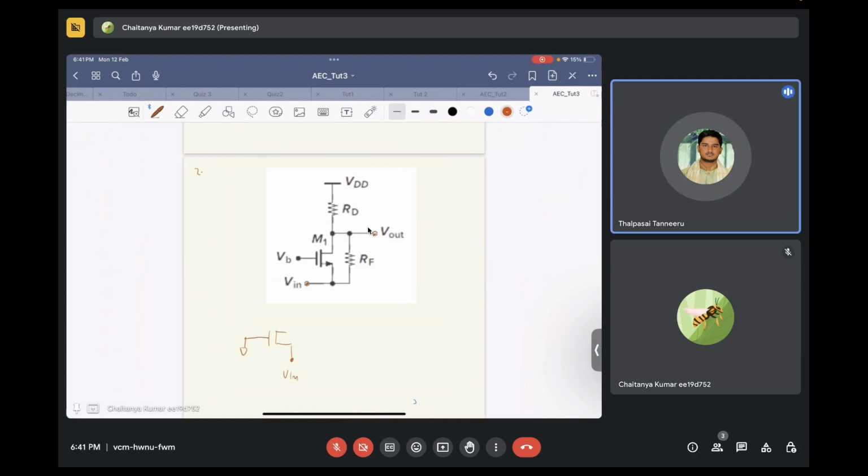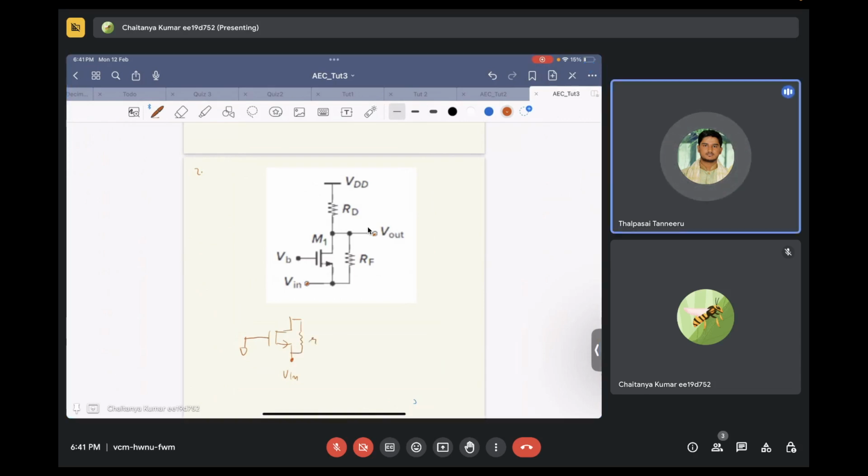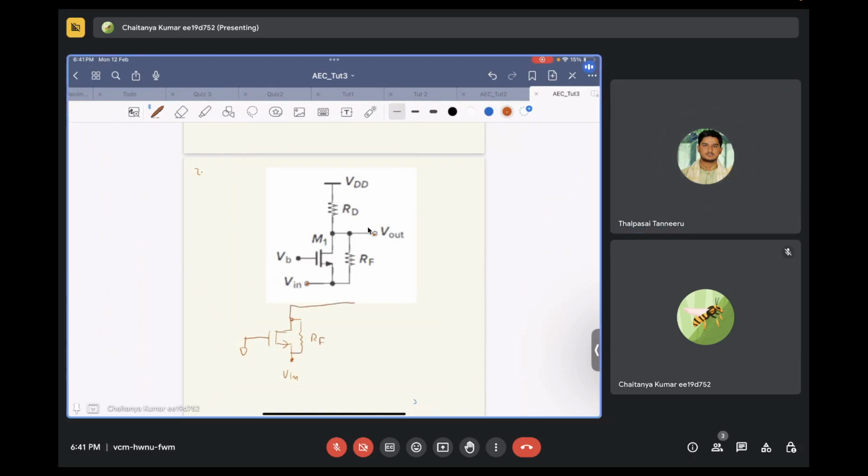And RF is connected between the source and the drain. RD is grounded: one terminal is connected to the drain, one terminal is grounded. Correct. And where are you taking the output? Across the drain terminal, RD. This is the output.